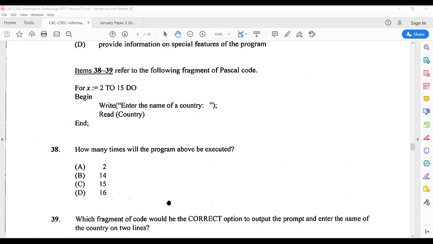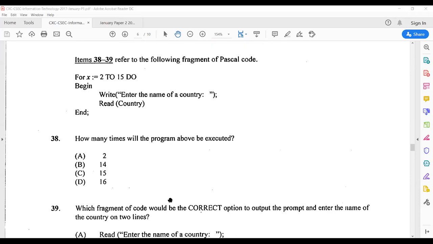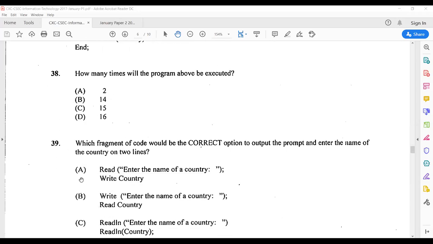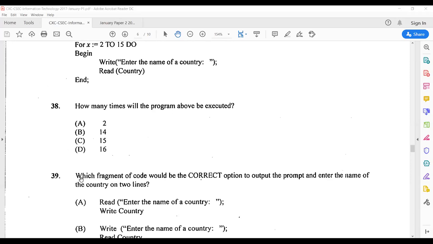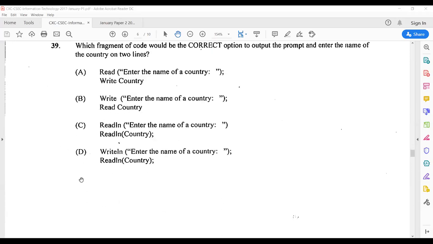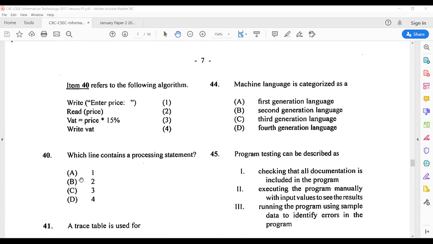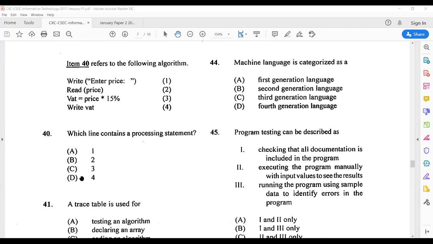All right, so we have 38 and 39 referring to fragments of Pascal code. And again, this will not be applicable to you. Okay, so we're going to skip those two questions, and we're going to go to 40. Question 40 refers to the algorithm, and they want to know which line contains a processing statement.